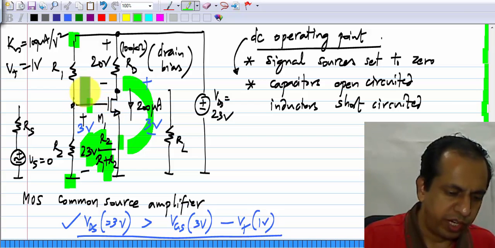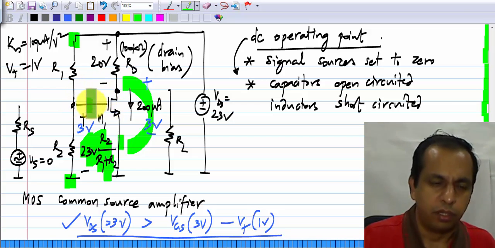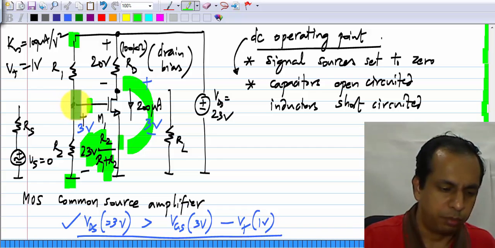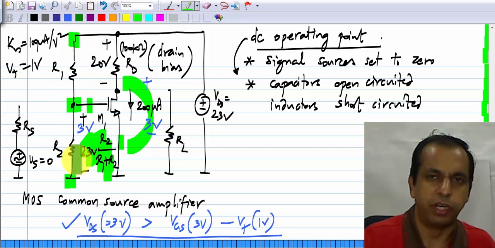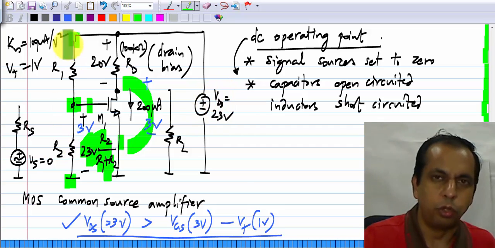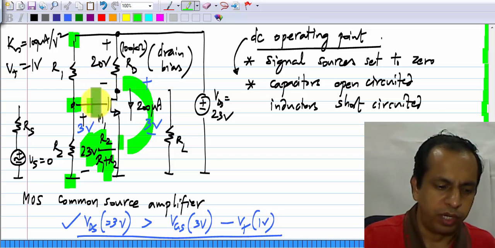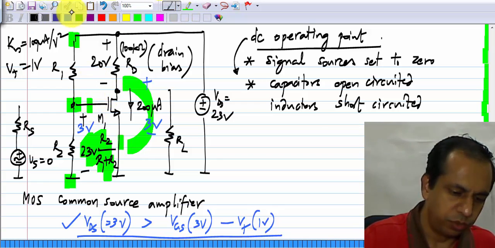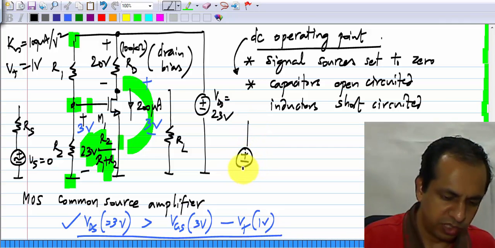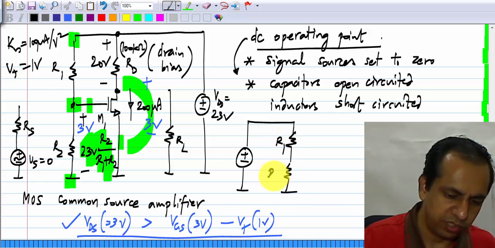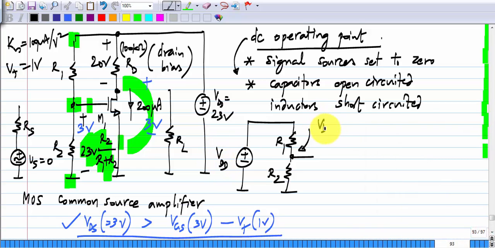Now, if the gate draws some current, that will change the voltage here. Remember, the open circuit voltage here, because of the voltage divider, is VDD times R2 by R1 plus R2. But if some current is drawn from it, the voltage will be different. So, you can analyze this circuit for yourself. Please use superposition to analyze this and convince yourself that this is the case. You know the open circuit voltage here, that is VDD times R2 by R1 plus R2.